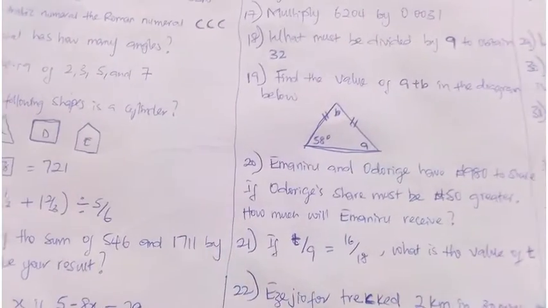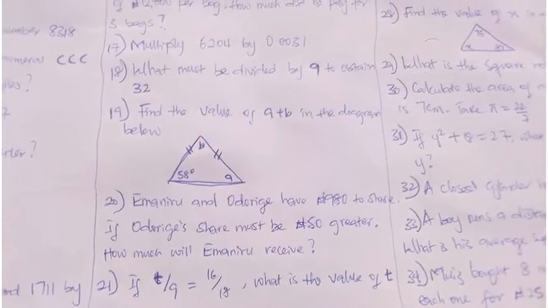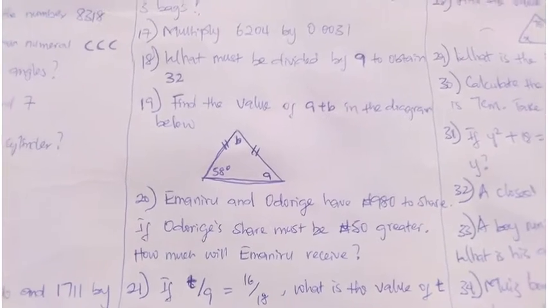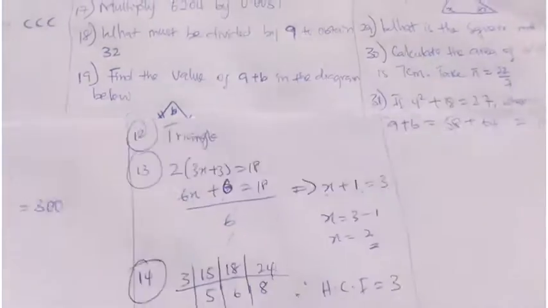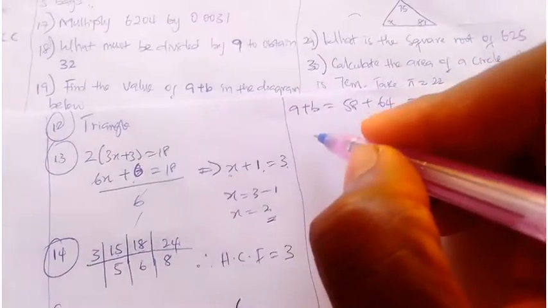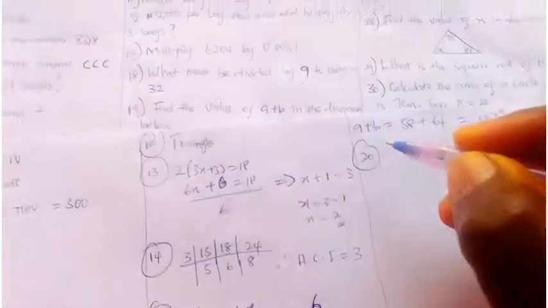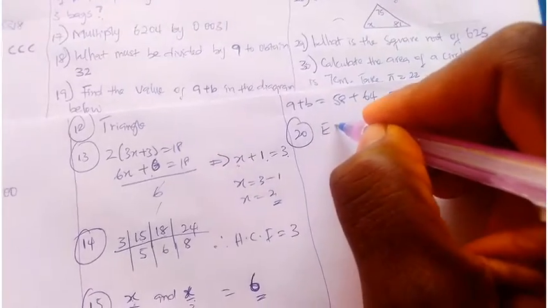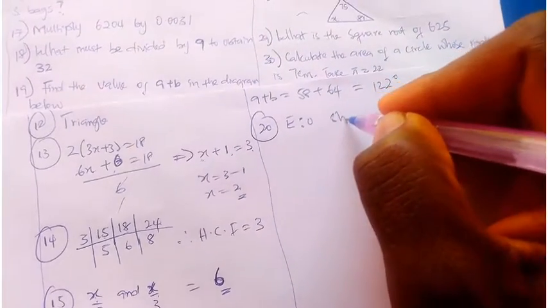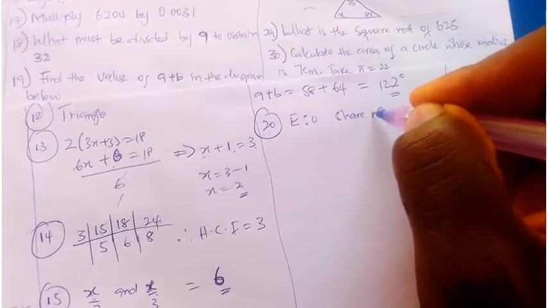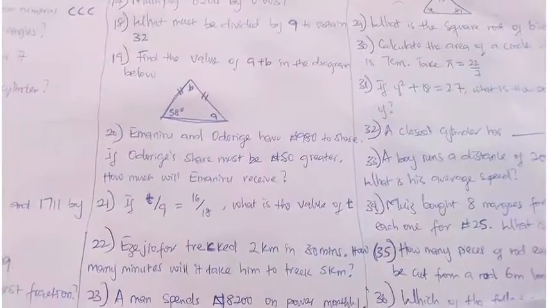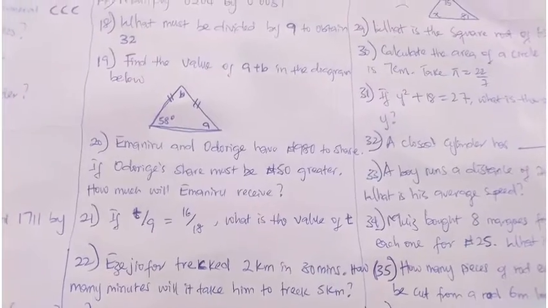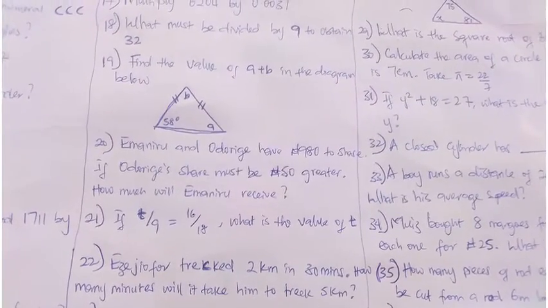Number 20 question says, Emmanuel and Odorige have 980 naira to share. So that's E ratio O. Let's put that already on board. That's number 20 question. I believe E ratio O are to share 980 naira. So let's see. And I will say that if Odorige's share must be 50 greater.